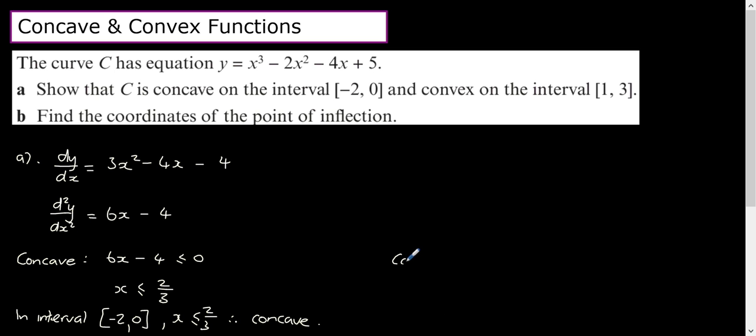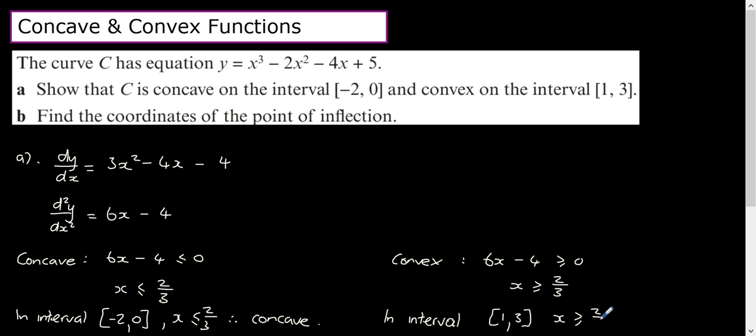If we're looking at convex, which is what we're also asked to do, then our 6x minus 4 needs to be greater than or equal to 0, which means x is going to be greater than or equal to 2/3. And we can draw the conclusion that in this interval 1, 3, x is always greater than or equal to 2/3, so the function is convex.